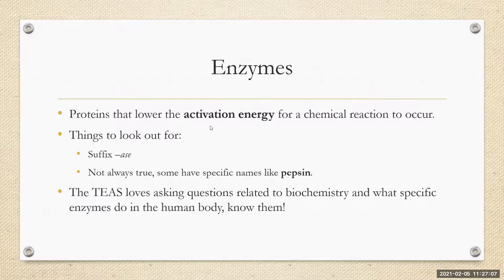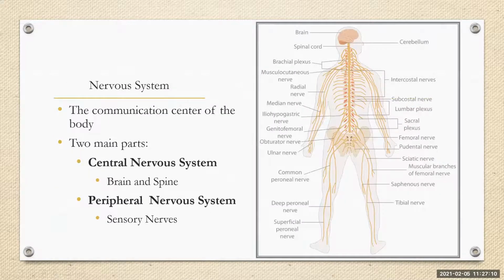Okay, moving on. We now have the nervous system. The nervous system is the communication center of the body. It has two main parts: the central nervous system, which is composed of the brain and spine, and the peripheral nervous system, which is all your sensory nerves throughout your body.